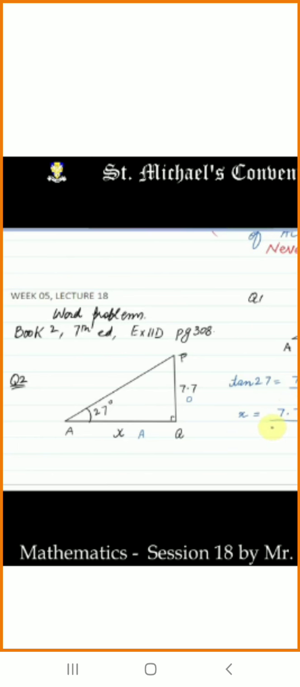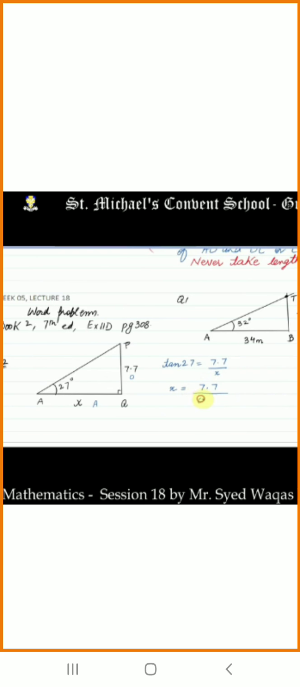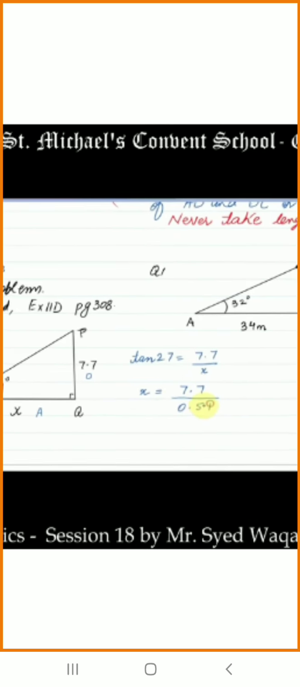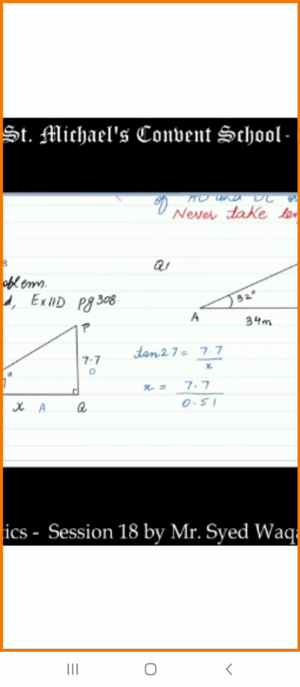Now first thing, you need to make x the subject of the equation, and the value of tan 27 is 0.51, right? So 7.7 divided by 0.51, it's 15.1. That is your adjacent, and the unit of 7.7 is meters, so it's meter, right?